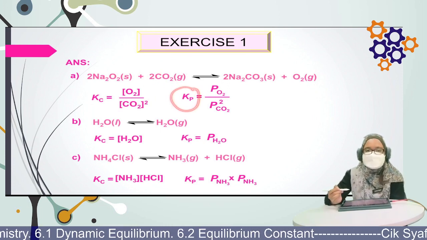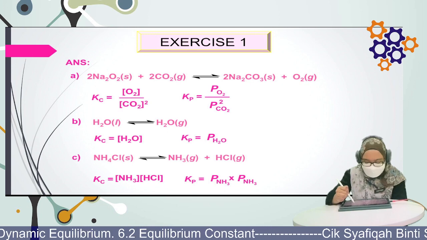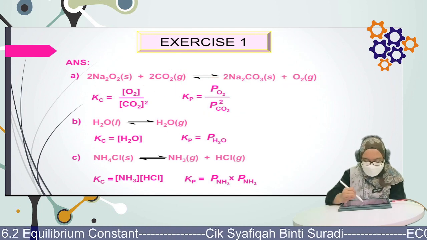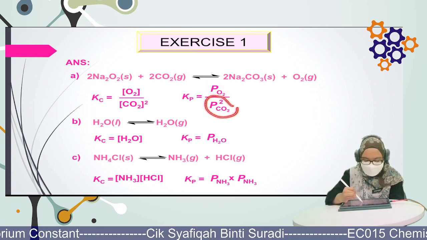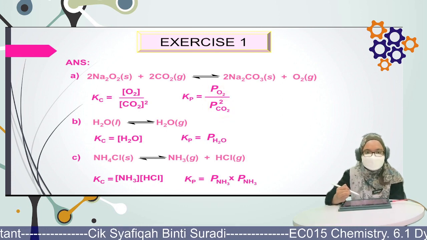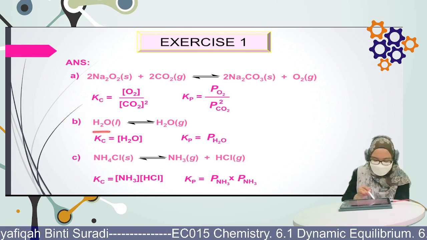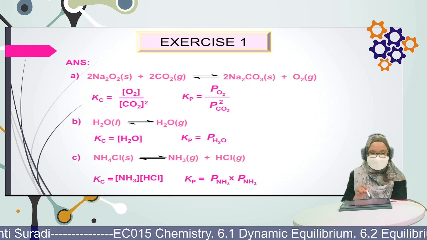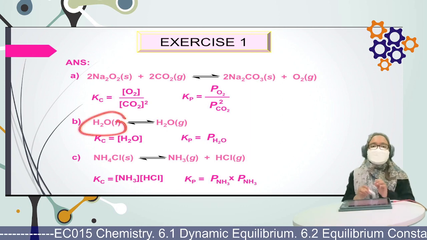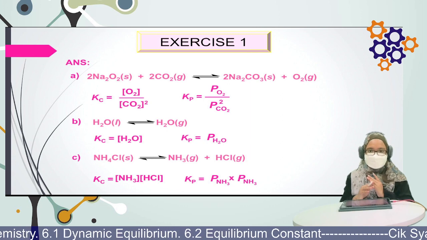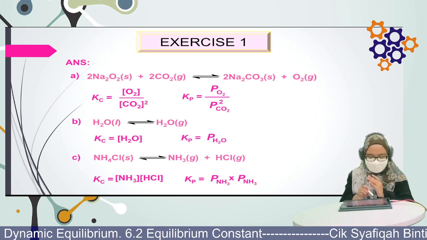Untuk KP hanya untuk gas sahaja. So oksigen dan juga CO2 sama jugalah. So partial pressure of oxygen divide by partial pressure of carbon dioxide to the power of 2. Okay, so untuk B, kita ada H2O to form H2O gas. Okay, so dekat sini pure liquid dia tak involve dalam equilibrium constant punya expression. So kita tak include dia lah.